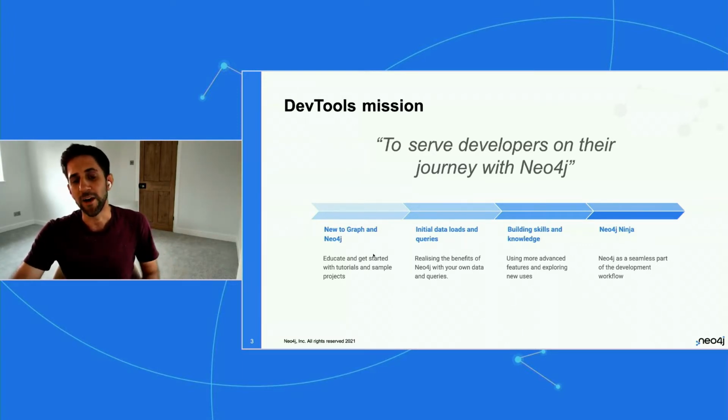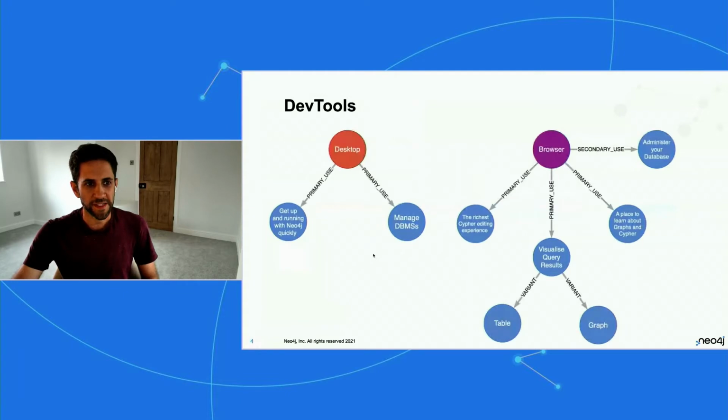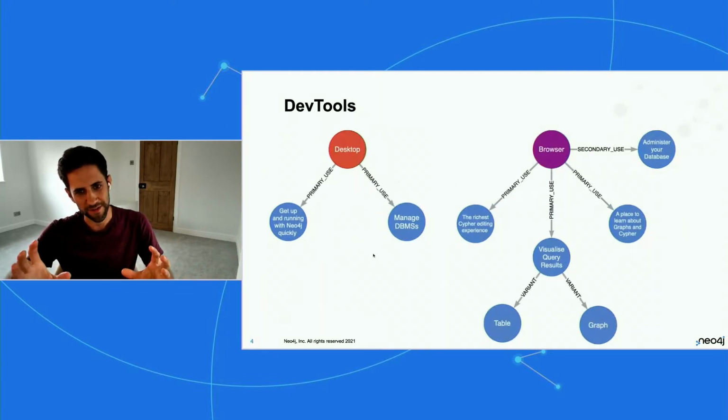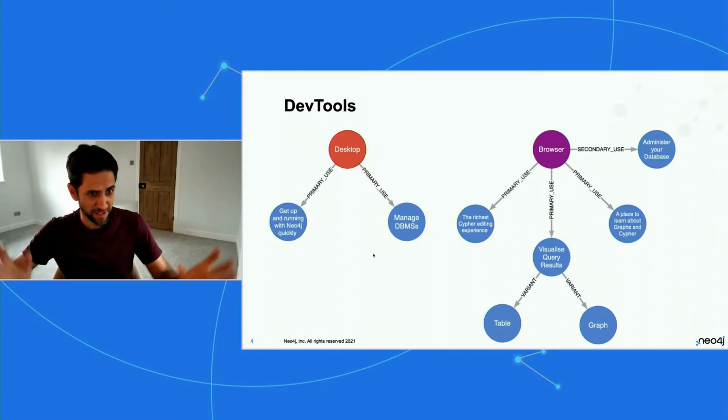in browser, particularly to help you learn the syntax and how things work, all the way through to being what we sometimes term a Neo4j ninja, where maybe you're using Neo4j as a seamless part of your development workflow, and being super productive. So this is how I see it in an obligatory arrows and browser diagram of nodes and relationships.